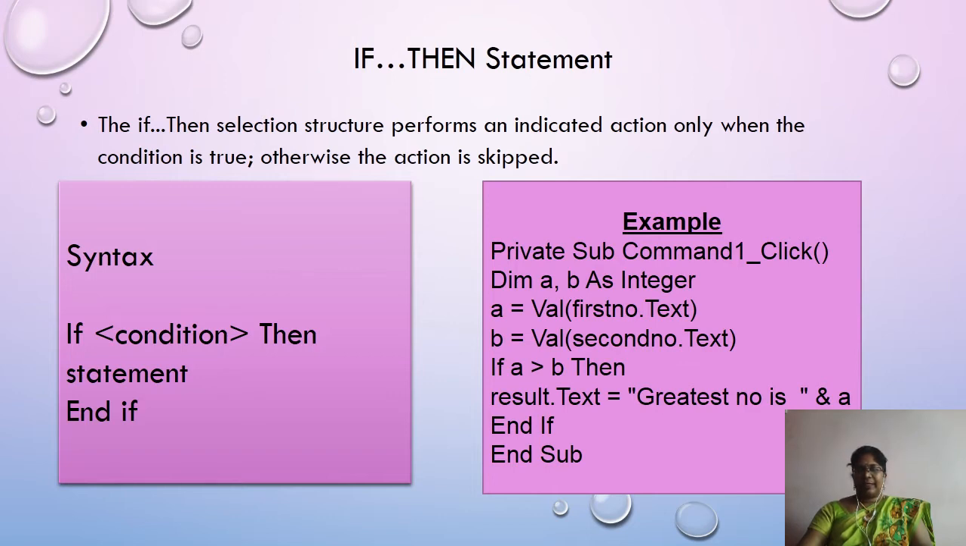Here we have one example for if then statement. We have two variables A and B. We are getting input through the text box and we are storing two values in A and B. If A greater than B, if this condition is true, then we are printing the result as greatest number is A in a text box called result. If this condition is false, then it will exit the if condition.